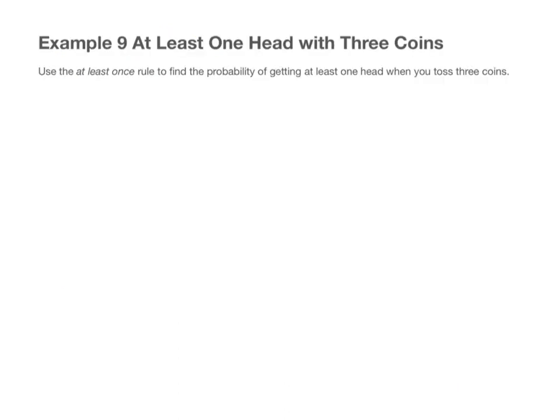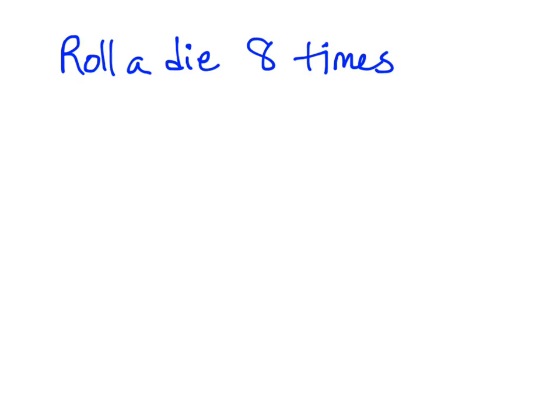All right, let's try one more example. Use the at least once rule to find the probability of getting at least one head when you toss 3 coins. I think I jumped ahead of myself with the last example, so this one's too similar. Let's do a different example. We'll just make something up. Let's say we're going to roll a die 8 times, and let's try to find the probability that we get a 7 at least once.